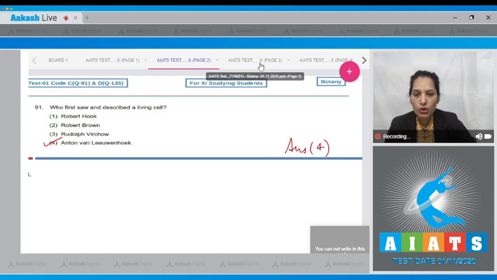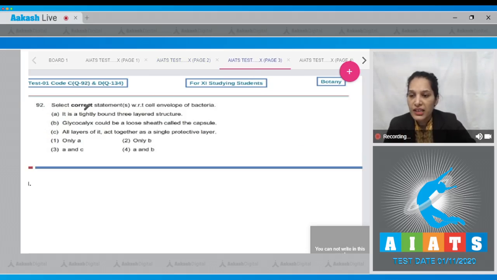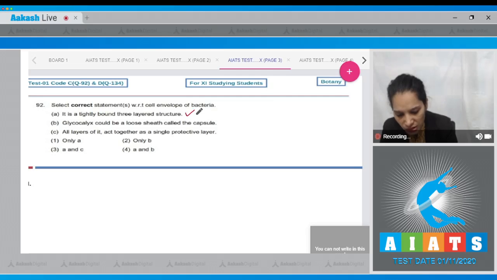Let's move to the next question. Question number 92. Select correct statement or statements with respect to cell envelope of bacteria. A. It is tightly bound three-layered structure. It is true that the cell envelope is tightly bound three-layered structure which has glycocalyx, cell wall and the innermost is cell membrane. B. Glycocalyx could be a loose sheath called the capsule.